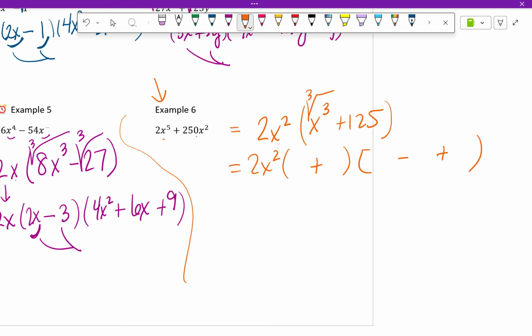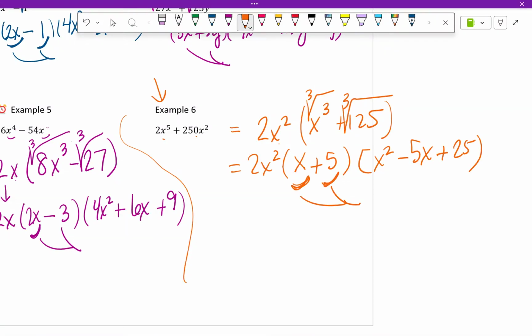I have to do what to the x cubed? Cube root. What's the cube root of x cubed? x. What do I have to do to the 125? Cube root it. Thank you. What's the cube root of 125? 5. What are we supposed to do to the x? Square. What are we supposed to do to the 5? Square. We get 25. What are we supposed to get for the middle? 5x, we multiply. Okay? Make sure you have the 2x squared up front.